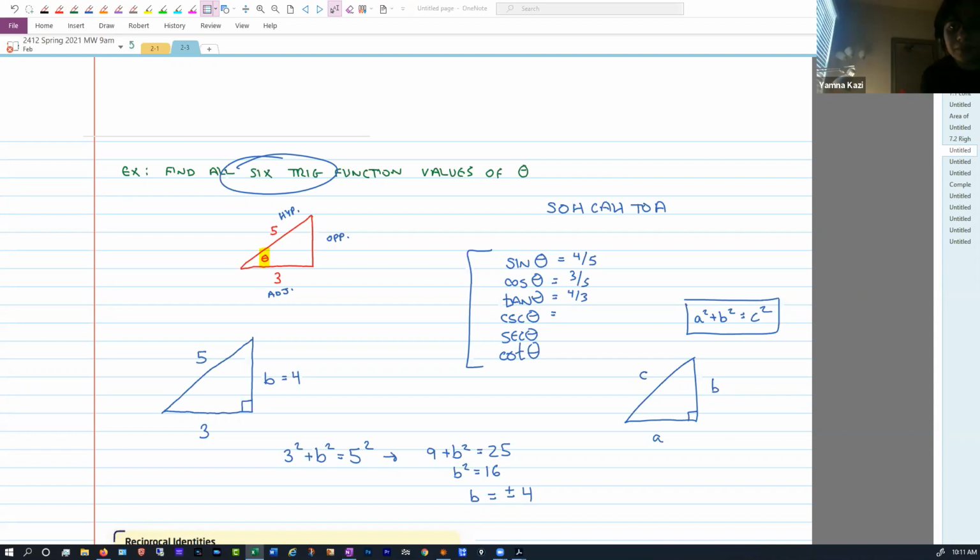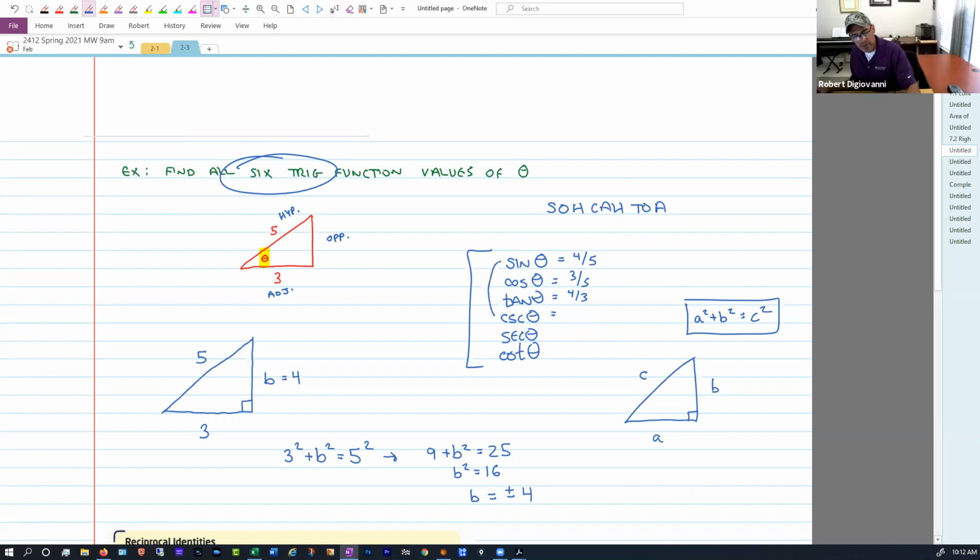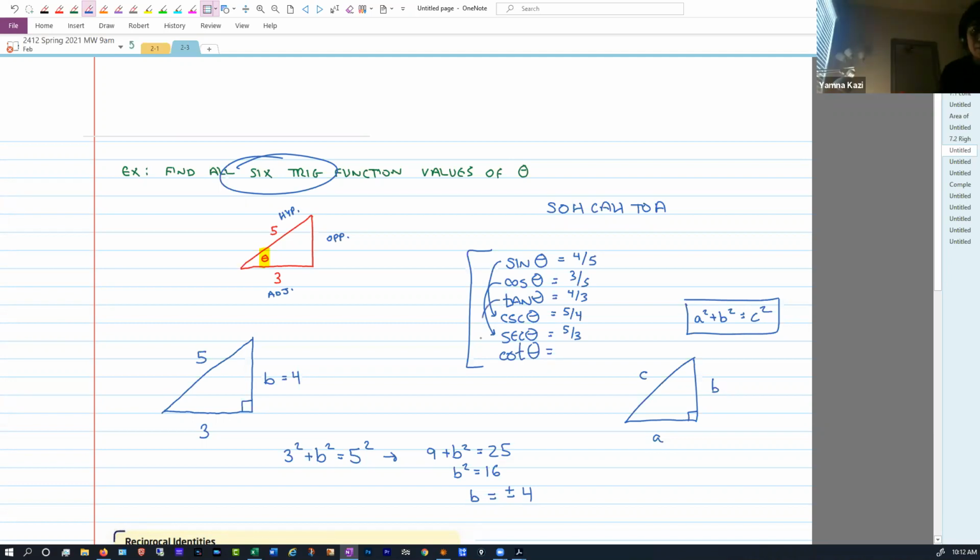What is cosecant of this theta? Is it 5/4? Yeah, it's just the sine one flipped. And all of the rest of these are just the others flipped, right? Secant is the reciprocal of cosine, so I just flip it, 5/3. And for cotangent, I flip tangent over and get 3/4. Now, we could get on our calculator and write those as decimals, but we're going to leave them as fractions. That's our answer. It's just a ratio. Is that clear?